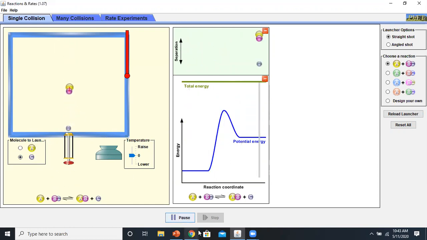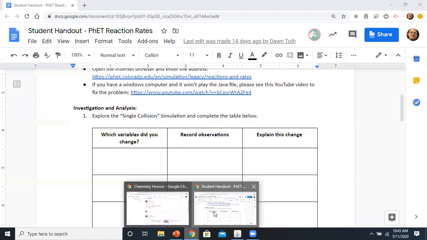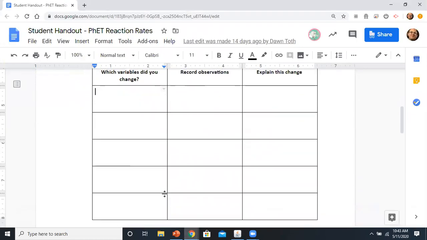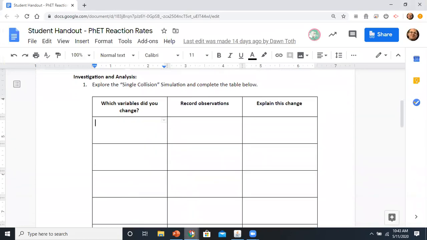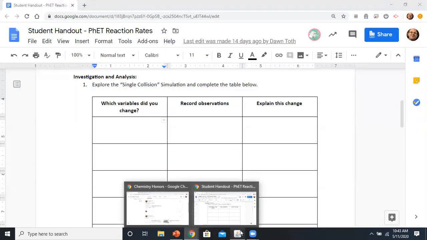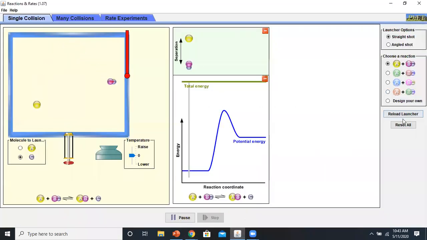So in terms of variables, let's go back to the actual handout. What can we change? We can change quite a few things. Let me go through and emphasize a few more things. Let's do an angled shot, and we have already talked about this.